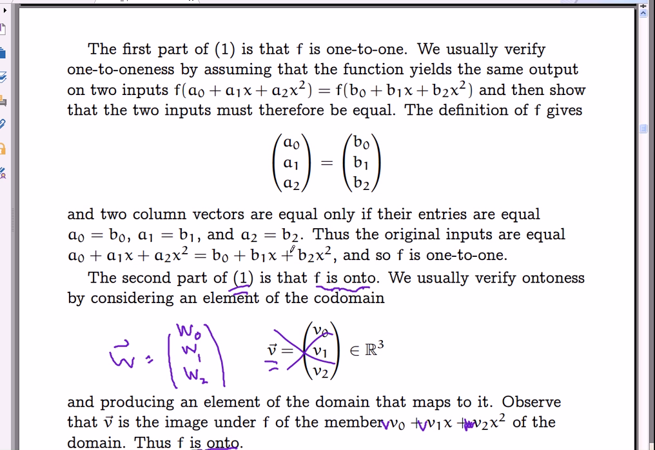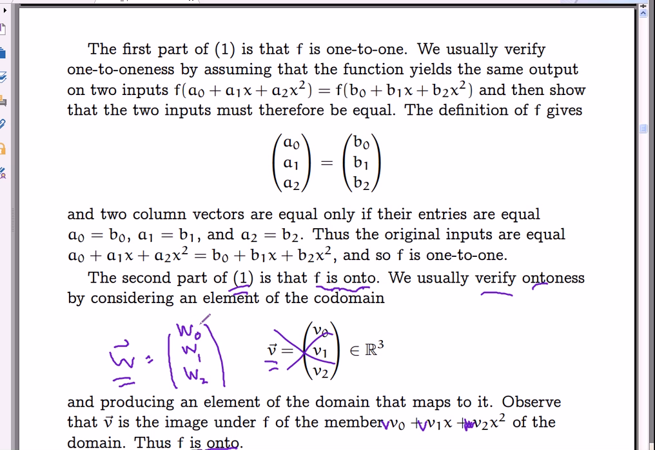Okay. All right, now to show that f is onto, we usually verify ontoness by considering an element of the codomain. Now, he chose V here. I think that's a little bit unfortunate because we've been using W for the codomain. So I'm going to choose an element W in the codomain. Now in this case, the codomain is R3 because we're mapping from the polynomials P2 to the vectors R3.